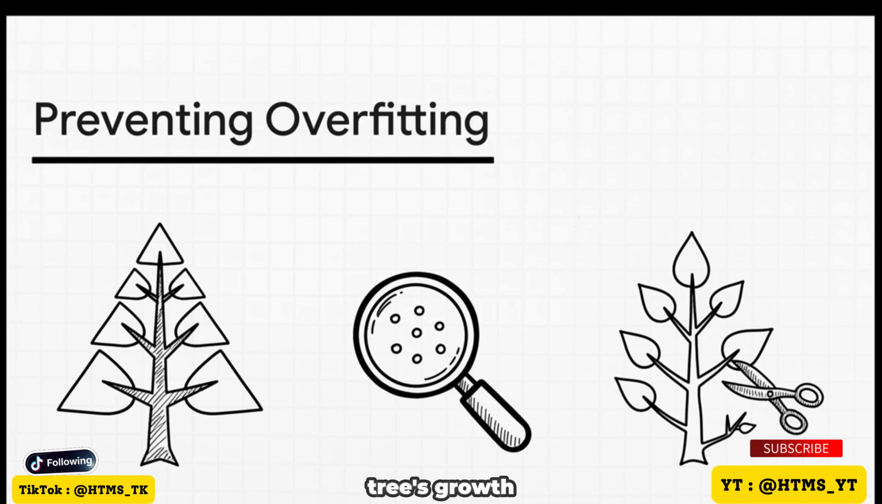Well, we have to control the tree's growth. We can set limits right from the start, like telling it, hey, don't grow past this certain depth. Or we can use a really cool technique called pruning, where we literally go back and snip off the branches that are too specific and don't really add much predictive power.